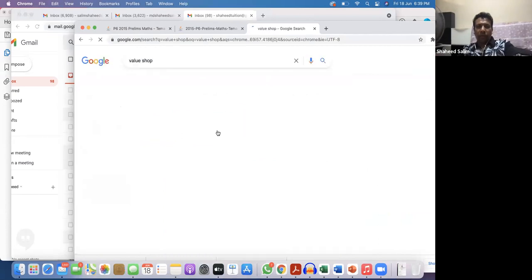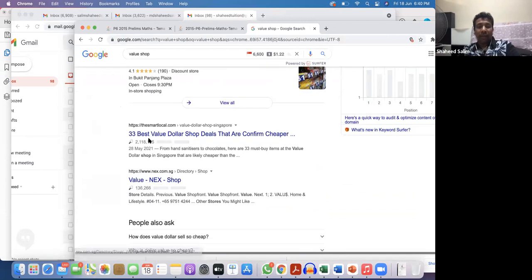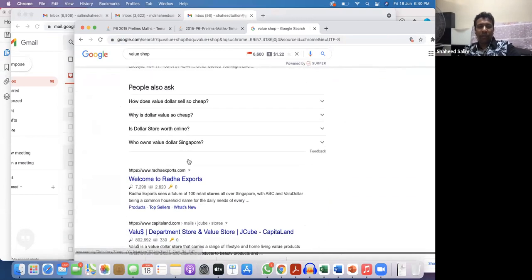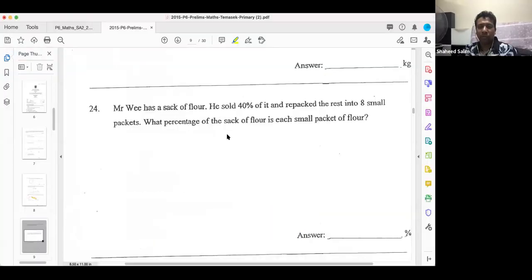Value shop. This is the shop, right? You see, they have the ABC value dollar shop. There are so many, 33 shops on here. It's under Radar Exports. You can check, you can buy Cadbury chocolate that 7-Eleven sells for $1.50. Down there they're selling for 50 cents, and it's not old stock. They buy in bulk, like Mustafa also. In bulk means they buy so many at one go, and then they can sell it cheap, because when you buy a lot in one shot, people give you a discount.